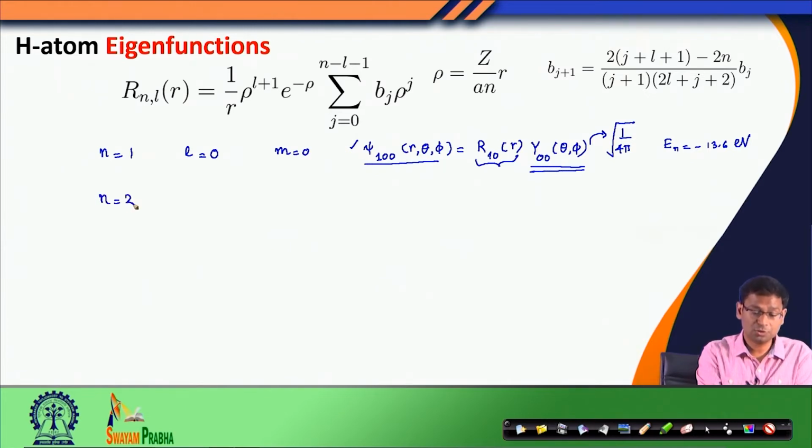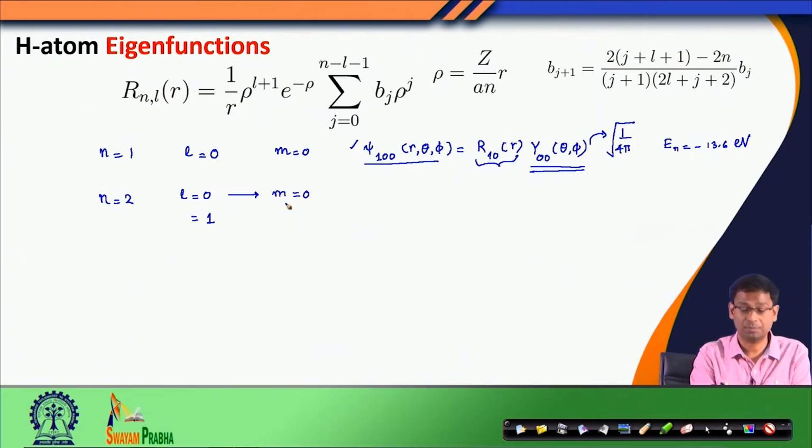For n equals 2, I have two values of l, that is, l goes from 0 to n minus 1, which is 0 and 1. These are the two values. But for l equals 0, again I have 2l plus 1 number of m values, that is, since l is 0, 2l plus 1 is 1, and I have only one value of m, and that is m equals 0, and the function that I have is psi 200 as a function of r, theta and phi.